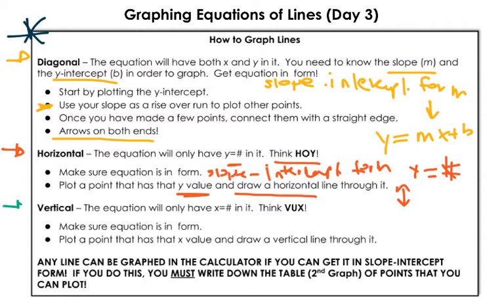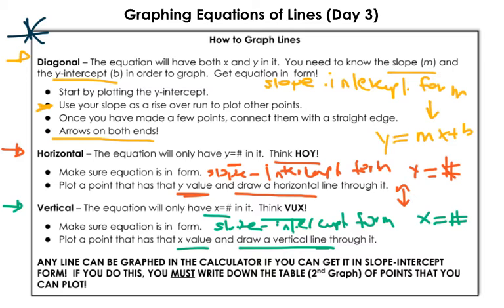Then if we're looking at vertical lines, the equation will have x equals, and think about VUX. I would go back to day 2 notes and look at these two vocabulary words, HOY and VUX. Make sure the equation is in slope-intercept form. And here it will be x equals whatever that number is. Make sure the point has the x value, and you draw a vertical line. So your line will look something like this, okay, with arrows at either end.